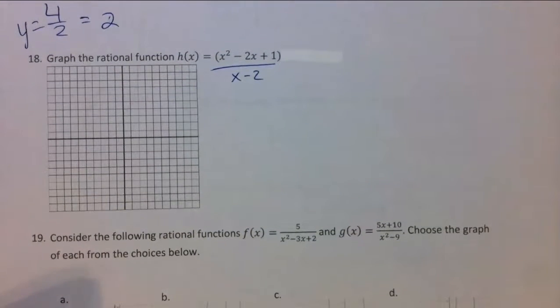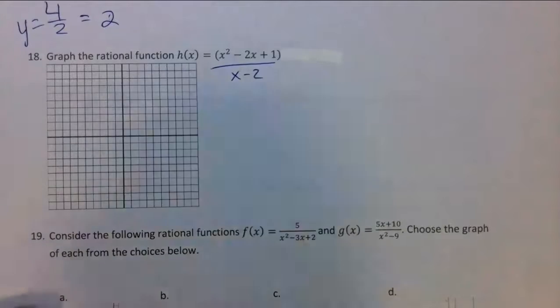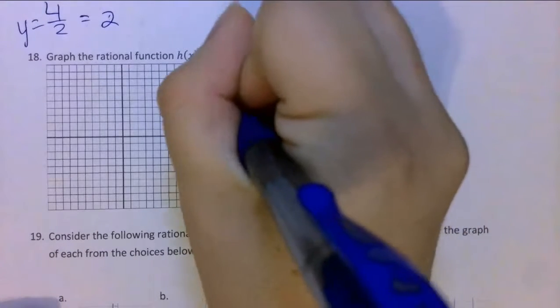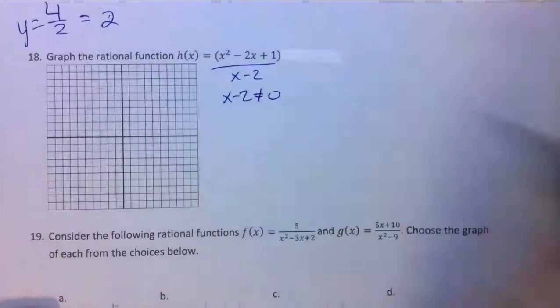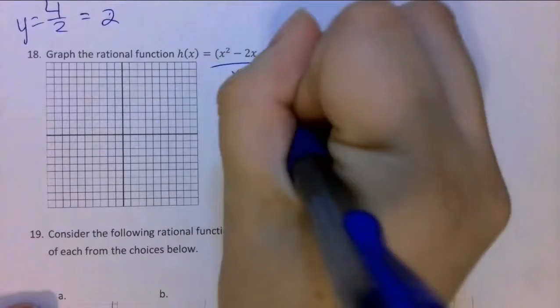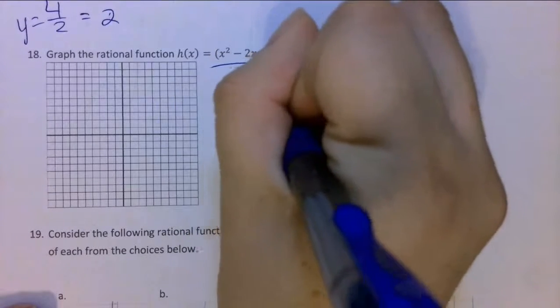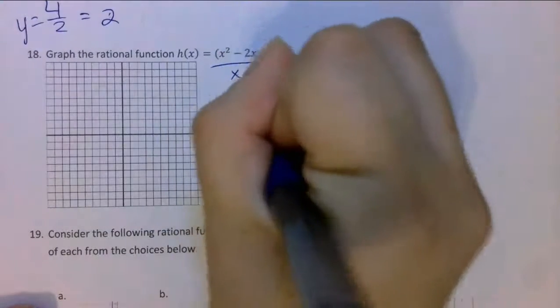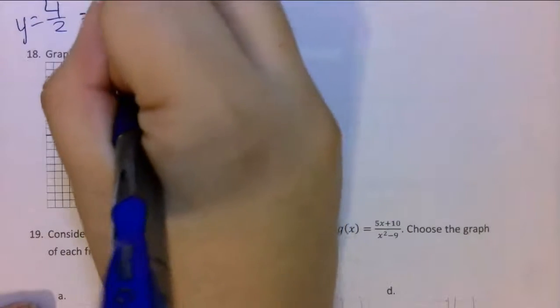What I want to do is I first want to graph my vertical asymptote, which is going to be x minus 2 can't equal 0. I add 2 to both sides. I said horizontal, didn't I? I meant vertical. So x can't equal positive 2.